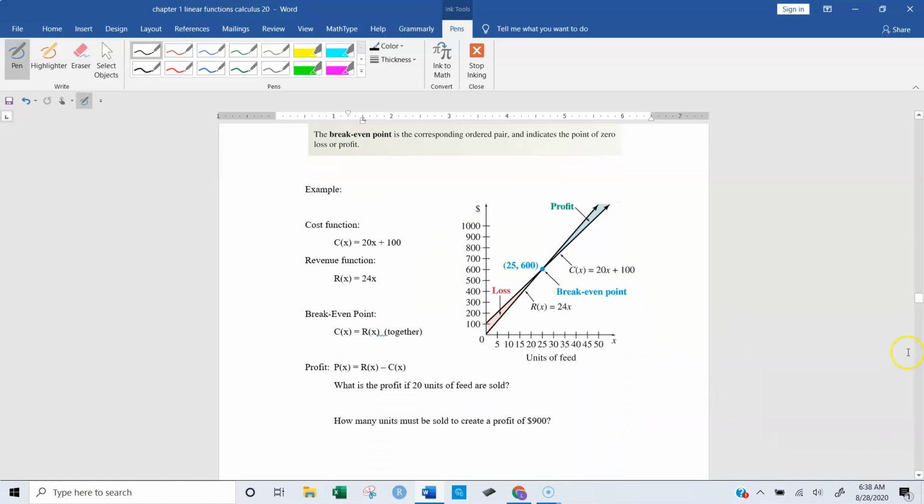Just an example, my cost function is 20x plus 100. So you're looking at this line right here. You start at 100, you go up 20 over 1, and this is the cost.